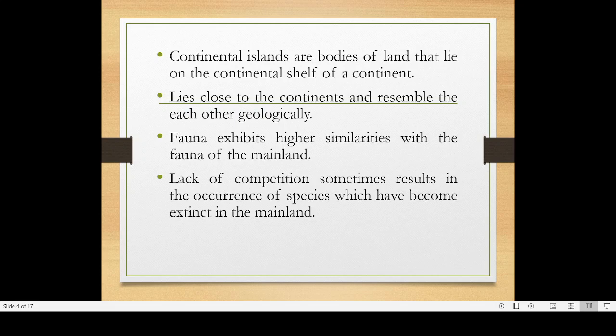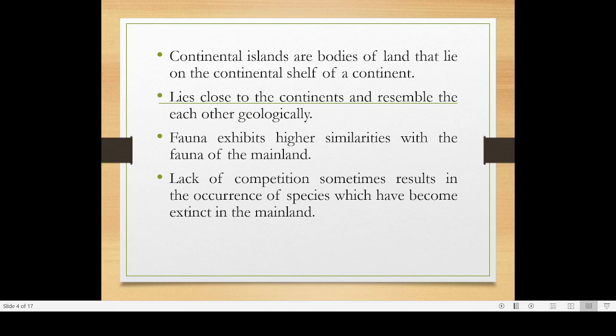There are two points: they lie very close to each other, and second, they resemble each other. For example, take India and Sri Lanka. The soil and rocks present in Sri Lanka will be very similar to the soil and rocks present on the Tamil Nadu coast, because they used to be connected for a long time. So geologically, in terms of soil or the nature of the rocks, they are very similar. So we can find more geological similarity between a continental island and a nearby continent.